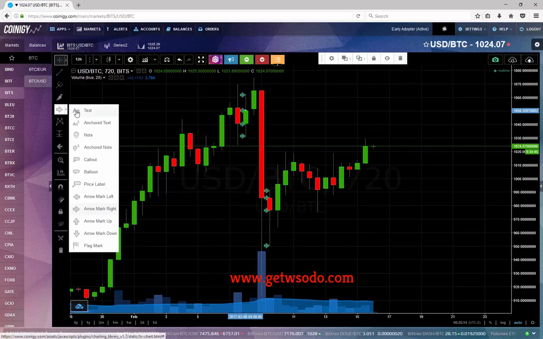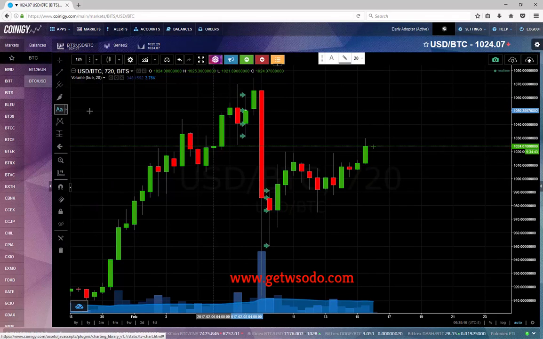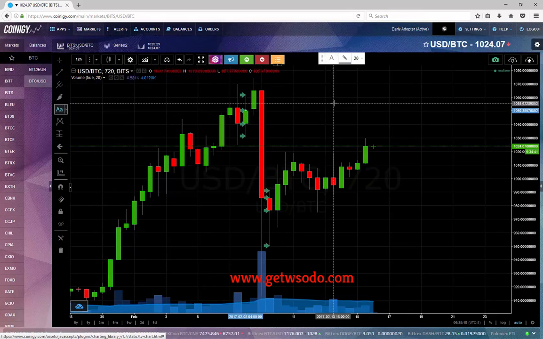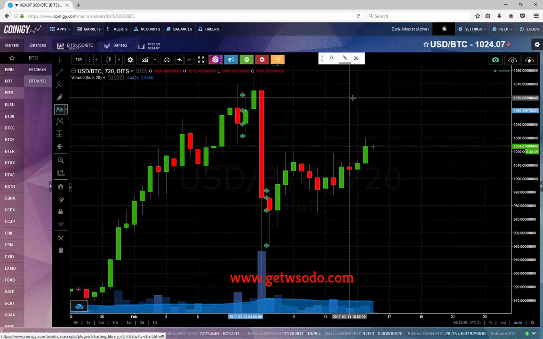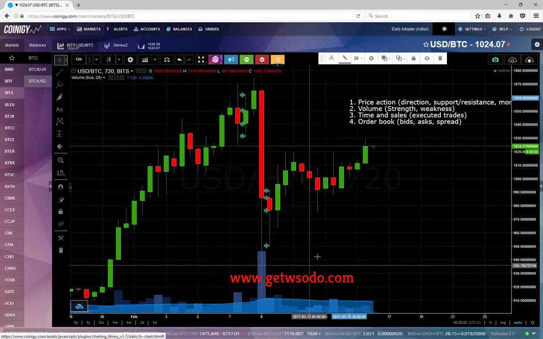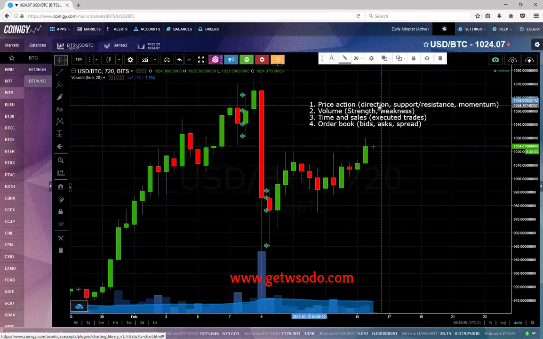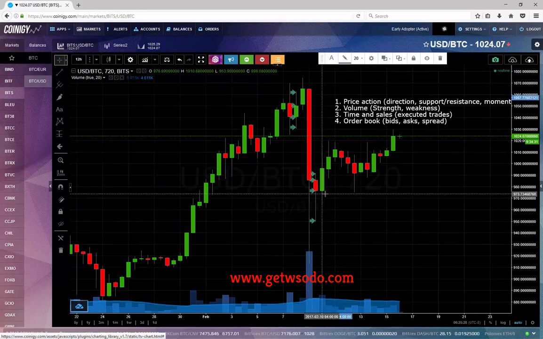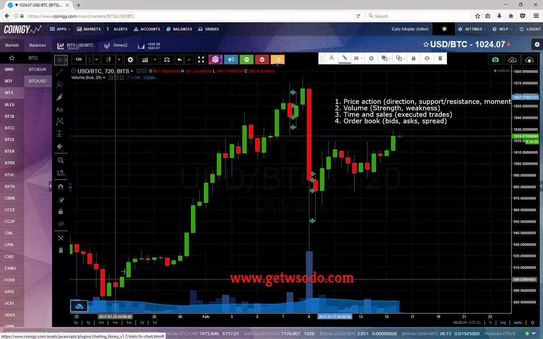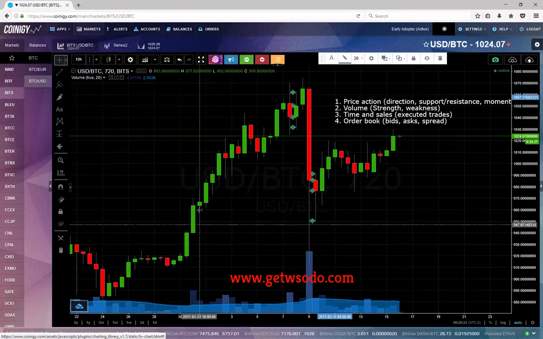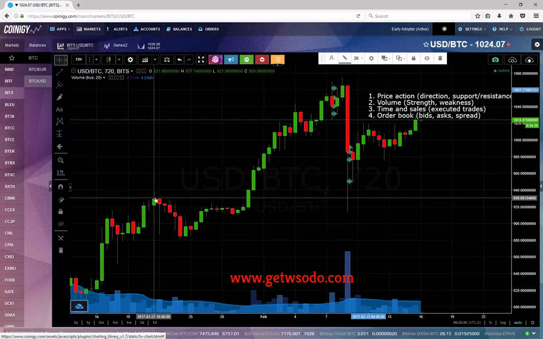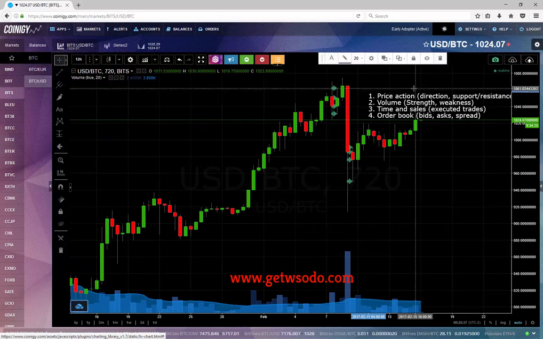So that's individual candlesticks. There's a few things you want to look at when reading price charts. Number one is you want to look at price action. So price action is the direction in which the price is going. So if you have a bunch of green candles, you know the direction is going up, and vice versa. If you've got a bunch of red candles, you know the direction is going down.